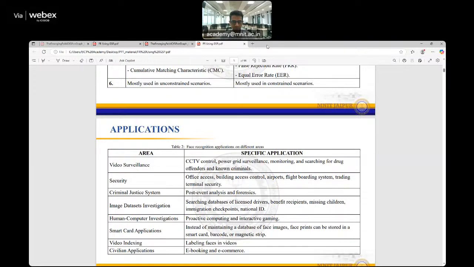Are you able to connect? Recently, one application of face verification has come out. Any guess by anyone? Are you aware of this word, DigiYatra?